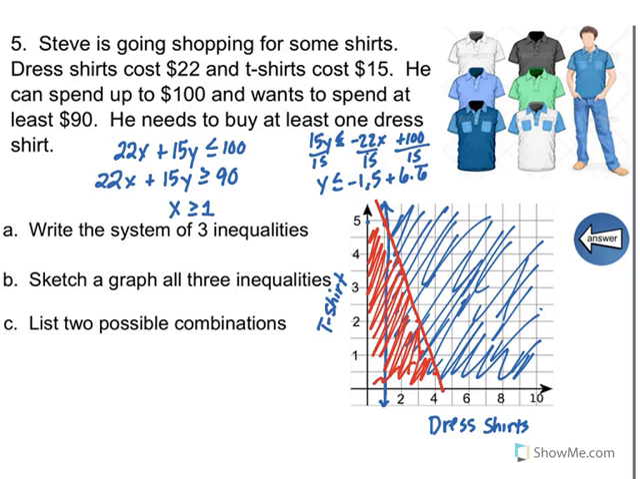So right now I'm looking at my solution to be where the overlap is for the blue and the red. I still need to solve this last equation. And so I need to change this. So 22x plus 15y is greater than or equal to 90. 15y is greater than or equal to negative 22x plus 90. Y is greater than or equal to negative, again, 22 divided by 15 is about negative 1.5x. 90 divided by 15 is 6.